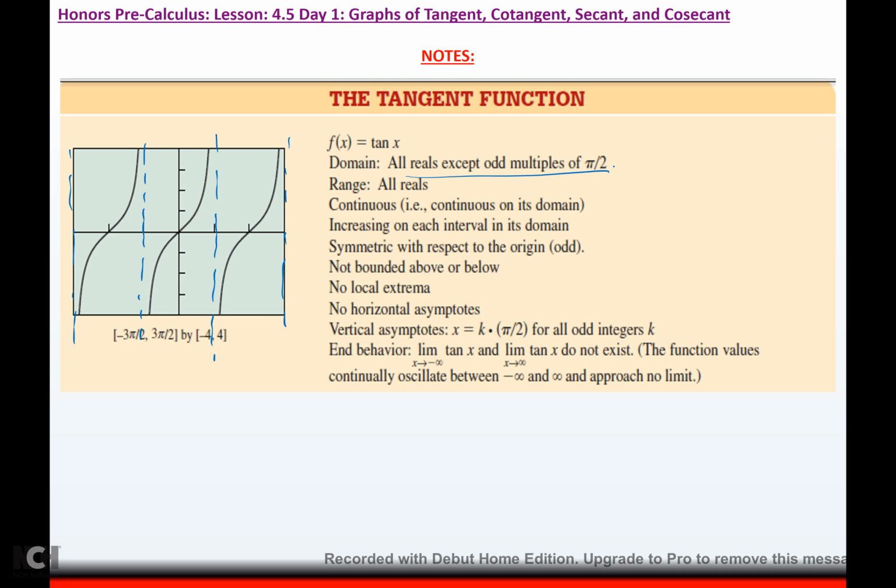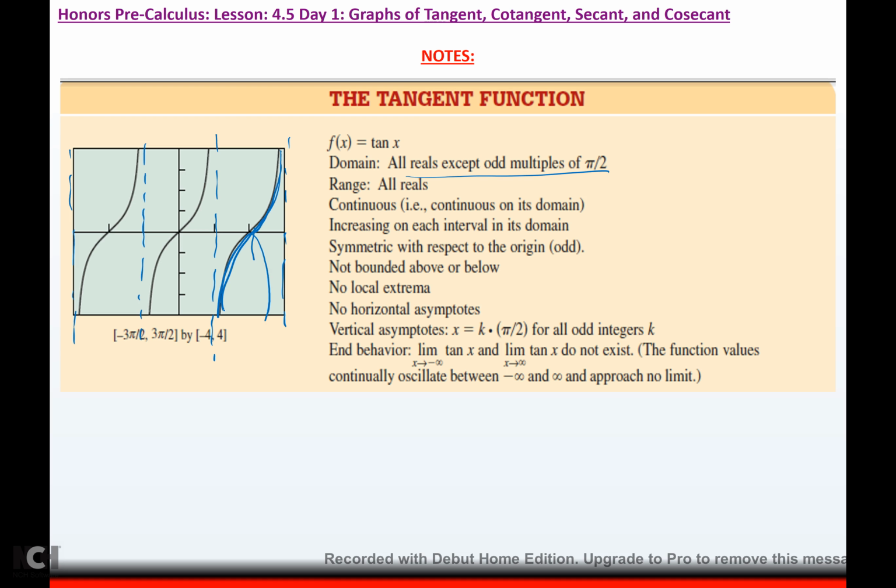Your range is all real numbers. It's continuous on its domain. It's increasing on each interval in its domain. It's symmetric with respect to the origin, so it's an odd function. Because if you took one of these waves and reflected it down, which would look like this, and then reflected it over, it would look like this. So that's why it's an odd function.